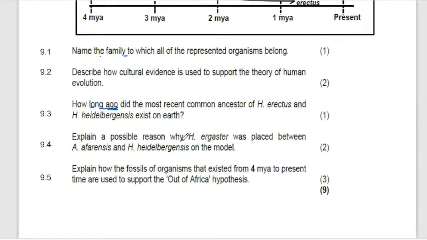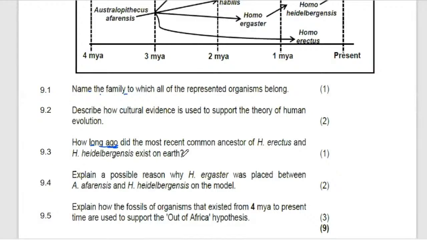And then explain the possible reason why Homo ergaster was placed between Australopithecus afarensis and Homo. Then it means that it's a transitional fossil, therefore it has characteristics of both this and this.